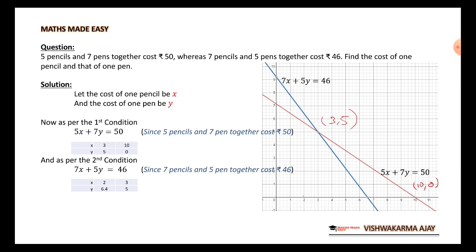If you look closely, I am reaching here. Here is the point 2 comma 6.4. Okay, 3 comma 5 is here only, and that is the intersection point also. If you look closely, two lines are intersecting at point 3, 5. So I can say that the cost of pencil is 3 rupees and the cost of pen is 5 rupees. You can verify the equation by substituting the value of x equal to 3 and y equal to 5 in here and here.